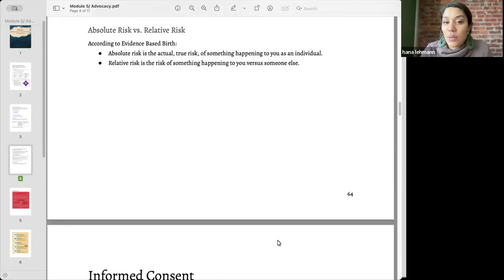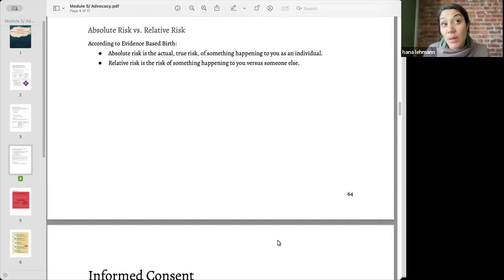Absolute risk is the actual or true risk of something happening to you as an individual, versus relative risk, which is the risk of something happening to you versus someone else, which can be confusing sometimes. So maybe they're saying, well, 45-year-olds have twice the risk of 35-year-olds for X complication, right? And that can take you down the wrong path, and might not represent the information in a way that's helpful, right?